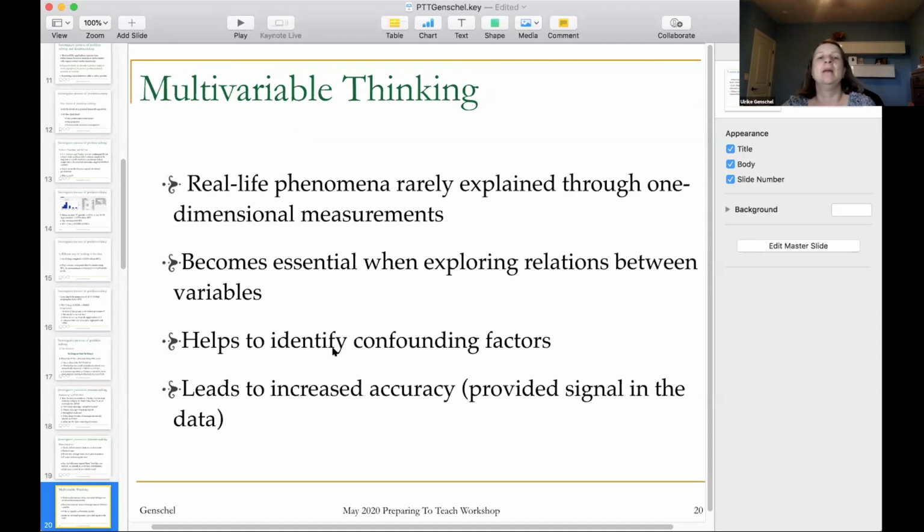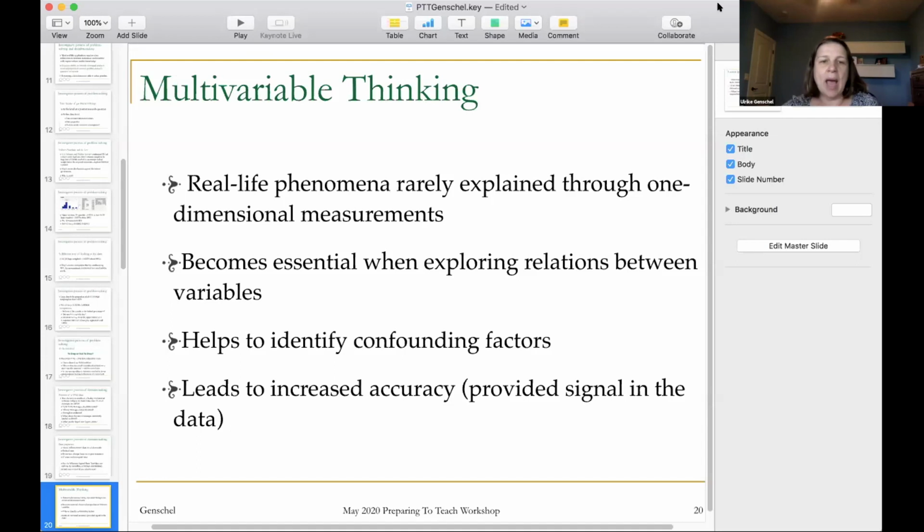Okay, so multivariable thinking. I think it is important to address this in an introductory stats class, even if it just means introducing students to this idea. So we will never really be able to understand the entire picture of the complex associations in some phenomenon that we're trying to study without looking at several variables at a time.